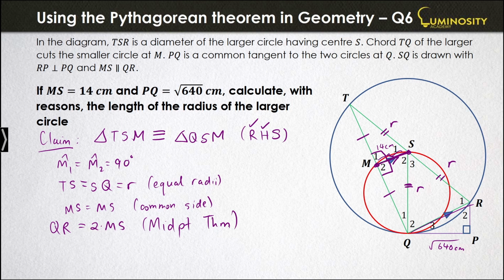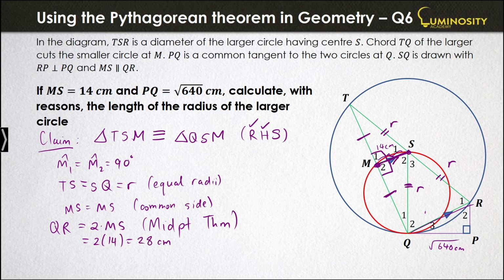Okay, so the congruency allowed us to show that TM equals MQ, so these side lengths were equal, which implies that M is the midpoint of the line TQ. S is the midpoint of the line TR because it's the center of the circle. It's halfway between these two radii lines. So therefore you have a parallel line going between two midpoints. The midpoint theorem says that the opposite side, the third side, is twice the length of that parallel line. Okay, so QR is 2 times 14 centimeters, which is 28 centimeters long.